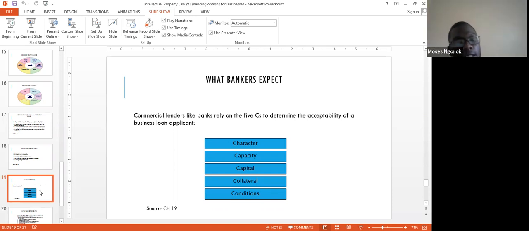The other thing is, they look at your capacity. They evaluate your business plan to see if it's a good idea, whether the idea is viable. If it's viable, then the bank will find it easier to sell to you, I mean, to give you the loan, sorry. So they will find it easier to lend you that money.